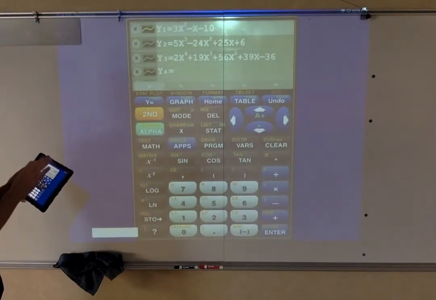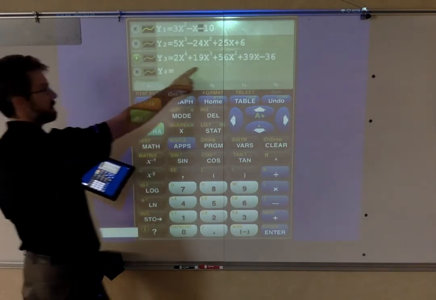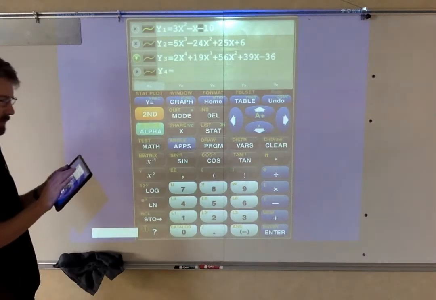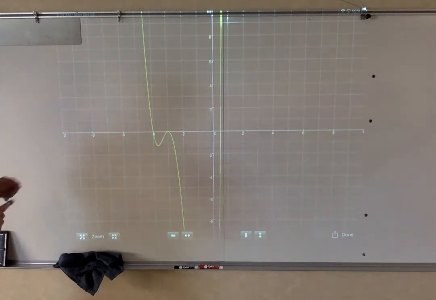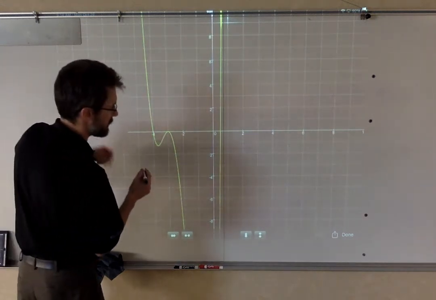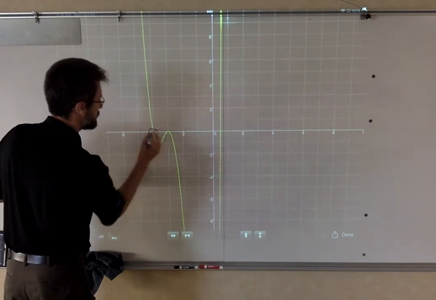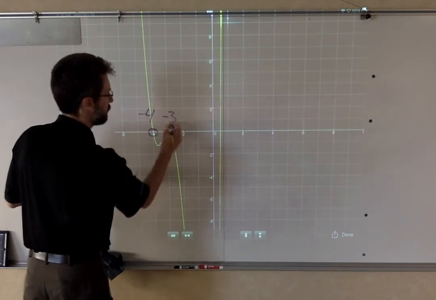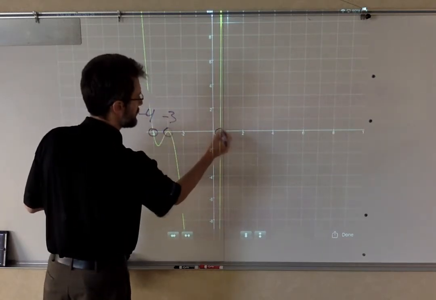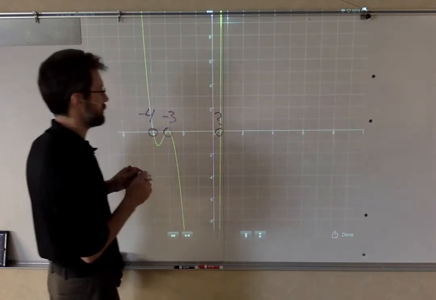All right, so for mine, I've already got it loaded up here, this big long one. Hit the graph button, and it looks like this. Looks like I've got one nice one here at negative 4, and a nice one here at negative 3, and then one over here that's kind of in between that I'm not sure about.